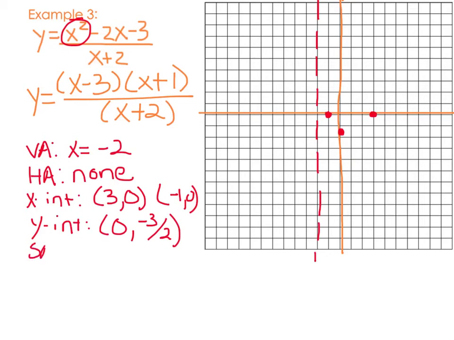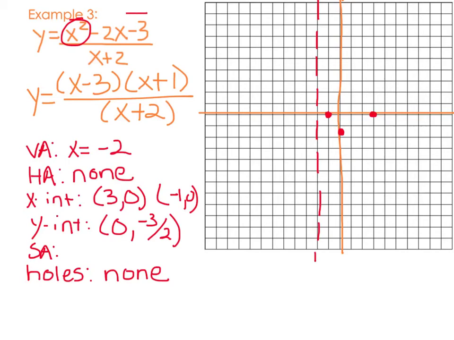Slant, that happens when your top is 1 degree higher than the bottom. Well, that means that we need to do some long division. All right, and I didn't leave room for that, so we're going to do it on the next page. But before I do that, let's finish this up. Holes. We didn't cancel anything out, so none. All right, now I'm going to turn the page so that we can do our long division.